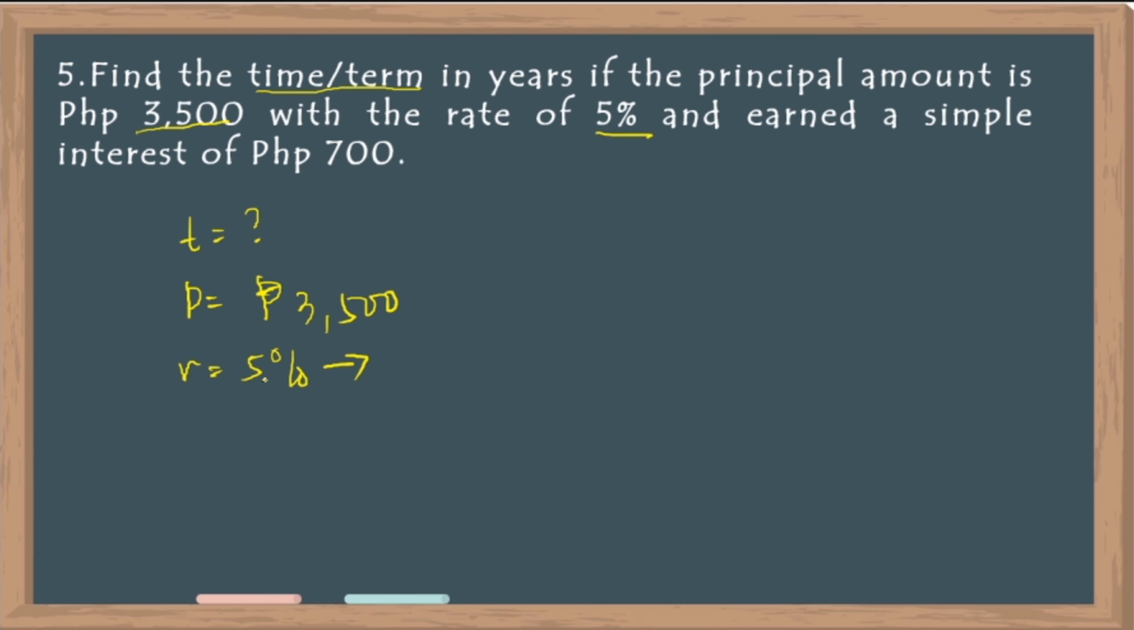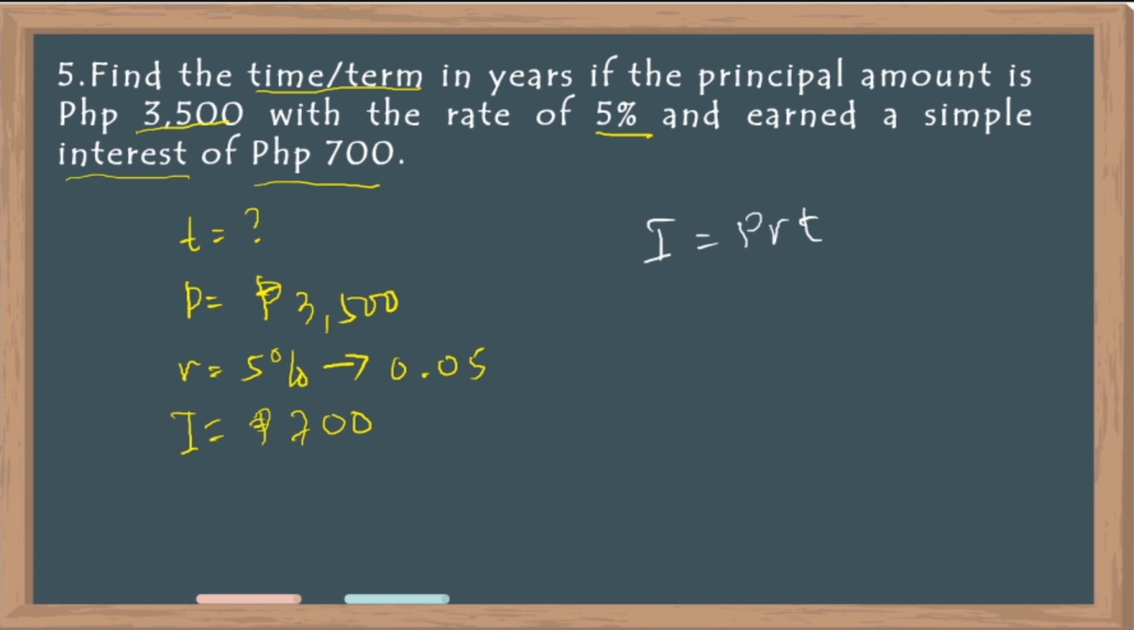Then, convert lang natin to decimal. Magiging 0.05 kasi nandito yung kanyang point, no? Pagka whole number, nandito sa dulo ang point niyan. So, 1, 2, dagdagan lang natin ng 0 dito sa unahan. Okay? So, that's 0.05. Then, ano naman po itong 700? Sabi niya, interest. So, that's the I. 700 pesos. So, we use the formula I is equal to PRT.